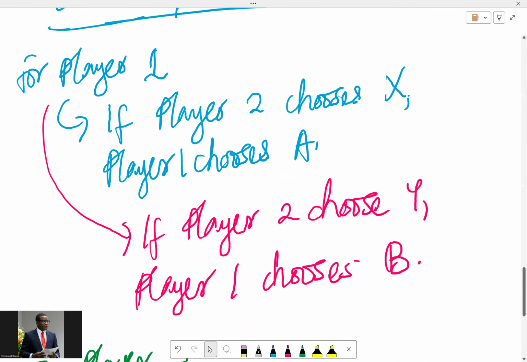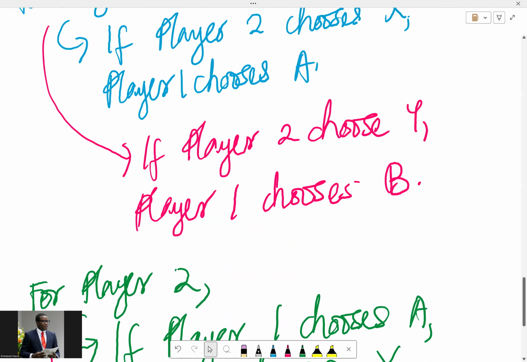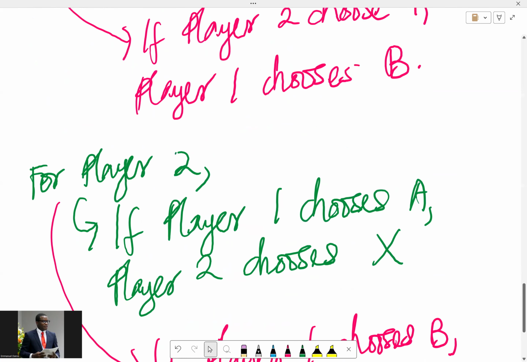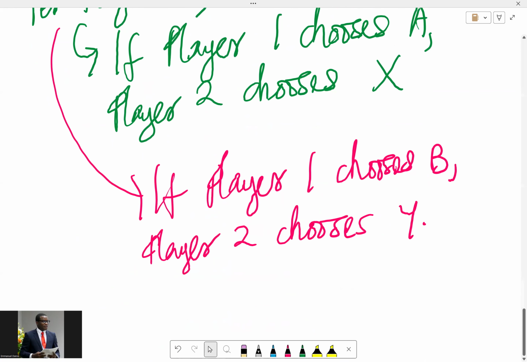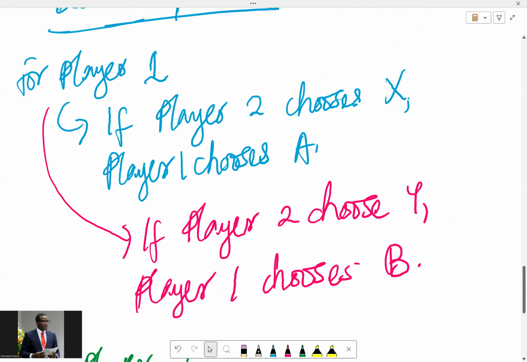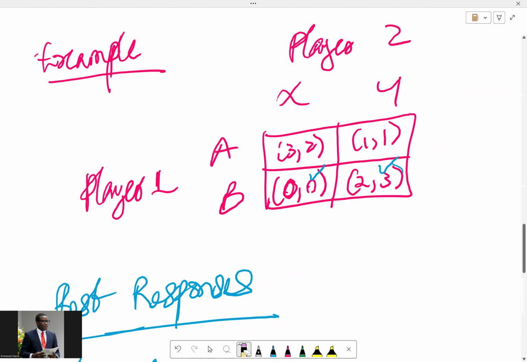So XA, AX, YB, BY. That means these two are possibly Nash equilibria. But let's do that methodically.